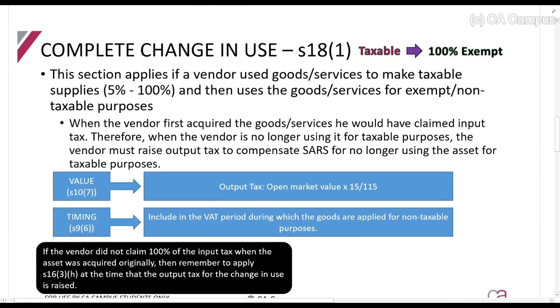Right, so section 18.1, taxable to 100% exempt. How does it work, guys? Value and timing rules. The timing rule, first of all, says you do this at the time when you decide to use it for non-taxable purposes. So if I decide today to change it from taxable to exempt, I must calculate the VAT today. What is the value? The value in terms of section 10.7 is the open market value at the time when this happens times 15 over 115.